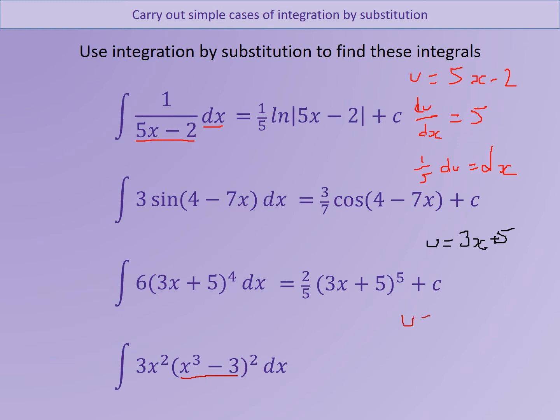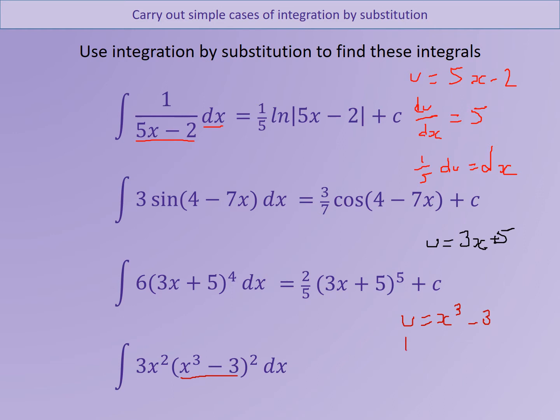I'm going to let u equal x cubed minus 3. It might be wrong. That's fine, I'll figure it out in a minute. If it is wrong, I need to go back and have another rethink about what I might do. But let's just go with it for a moment. So u equals x cubed minus 3.